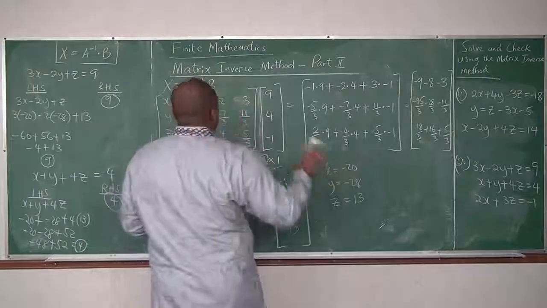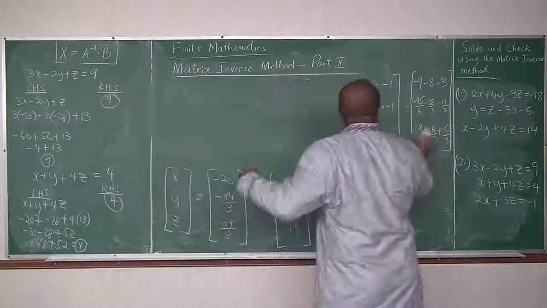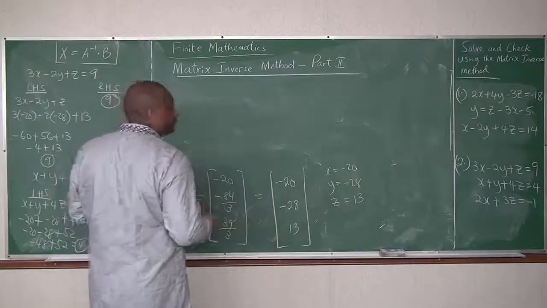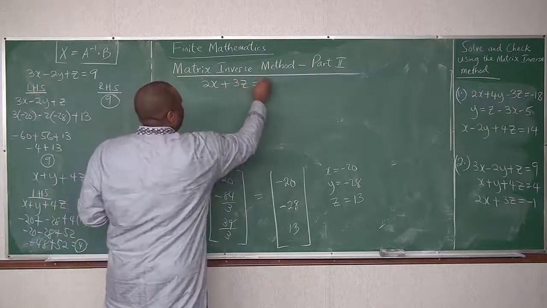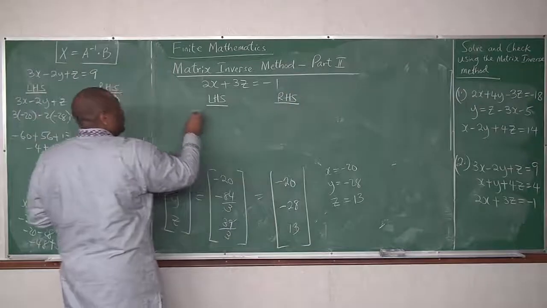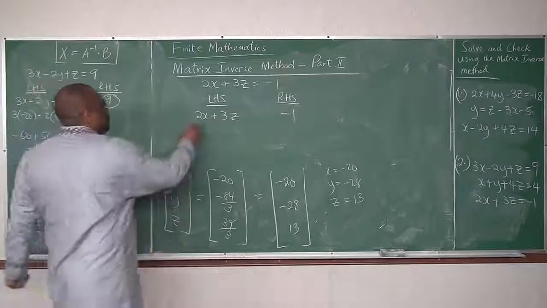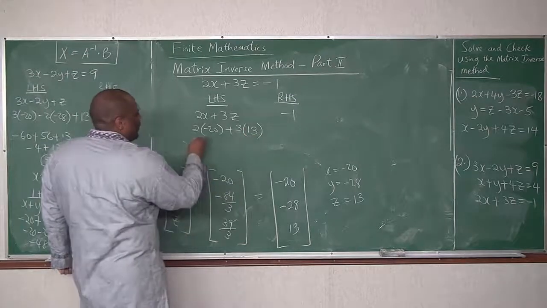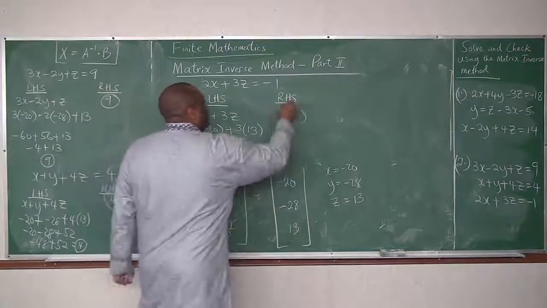Alright, the next one, we have to check the third equation so that we make sure we are right. 2x plus 3z is equal to negative 1. Left hand side, right hand side. Left hand side is 2x plus 3z, right hand side negative 1. So 2x is 2 times negative 20 plus 3 times 13. Negative 40 plus 39, negative 1. Negative 1 on your left, negative 1 on your right.